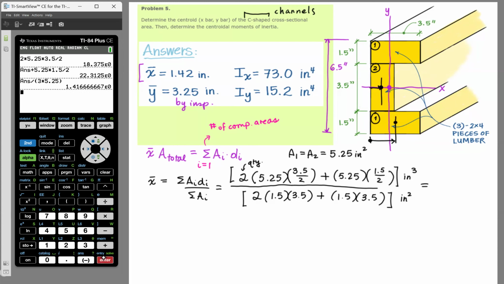That did not give me the right answer. So, oh, no, it did. It did. Okay, awesome. 1.42 inches is the answer for X bar.